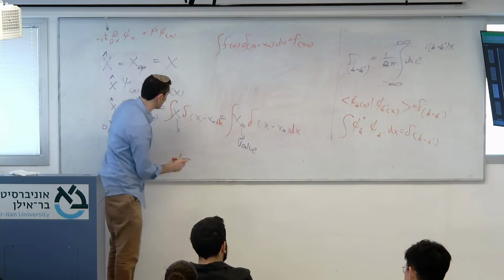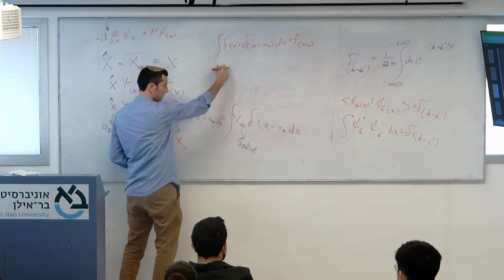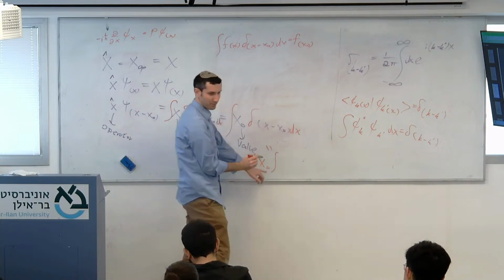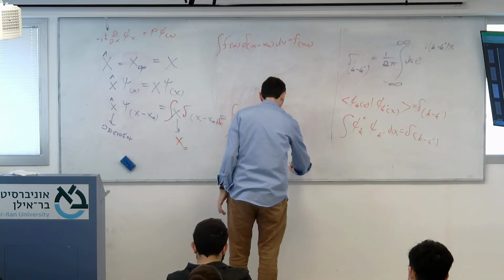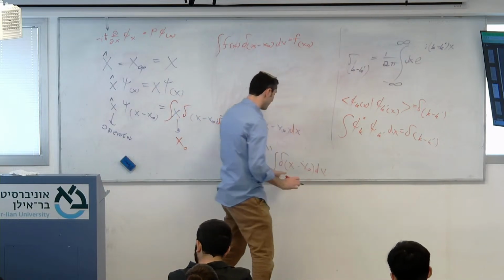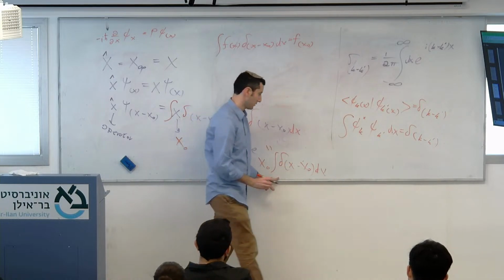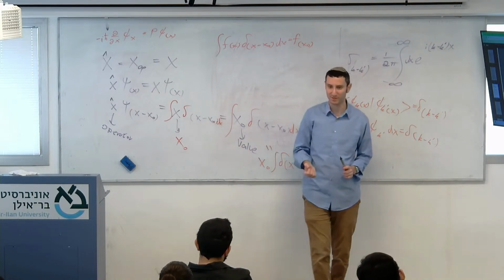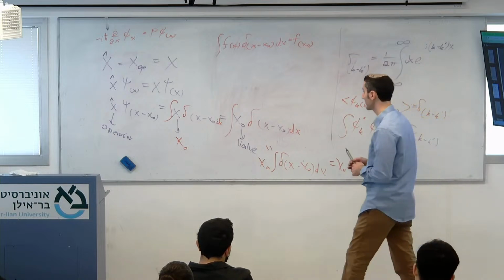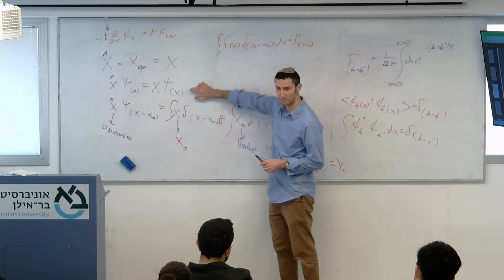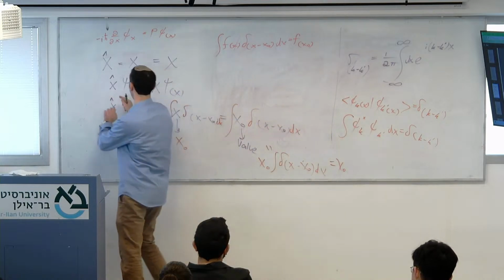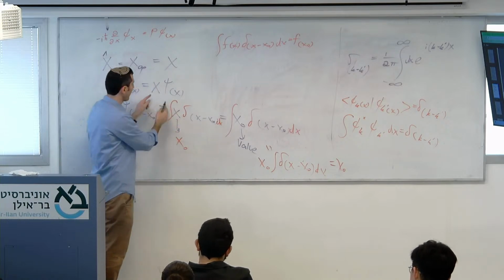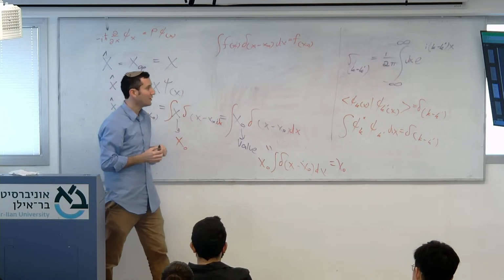This here is equal to x naught times, x naught is a number, I can take it out of the integral, times delta of x minus x naught dx. But this is 1, so I'm going to get x naught. So I showed you that this is a good choice of an eigenfunction, because acting with the operator on psi gives me a value, the actual position, times the same function.